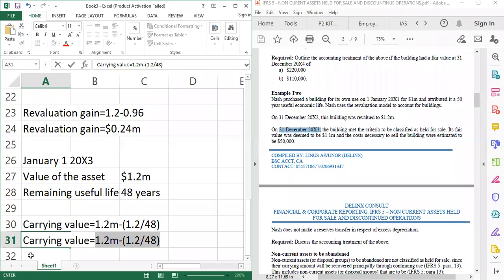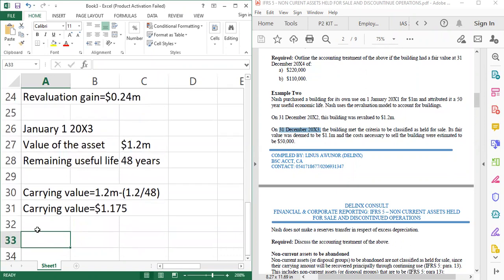What will be the carrying amount? $1.75. Okay. 1.2 divided by 40, how much are we getting? 0.025. Okay, minus 1.2, it will be 1.175. This is supposed to be the carrying value.